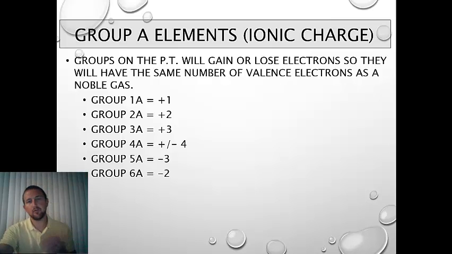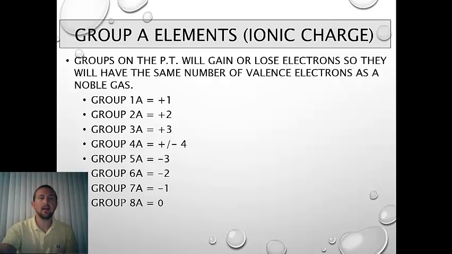Group 6A will form a negative 2 charge. Group 7A will form a negative 1 charge. They're going to gain 1 electron. And group 8A, they don't form charges. They don't bond. They don't react. They don't need to. They have stable electron configurations already. So their charge always remains 0.